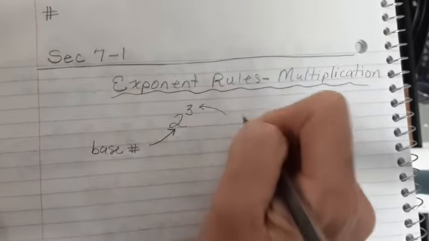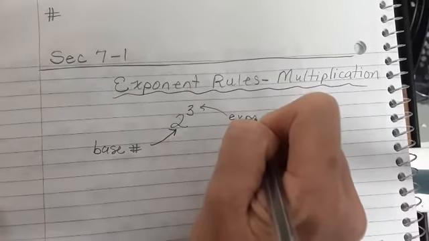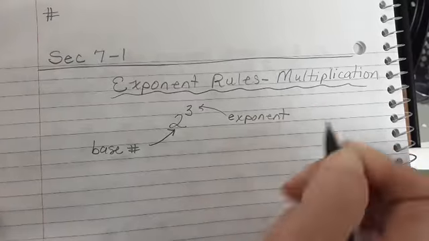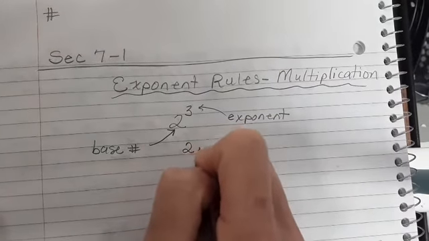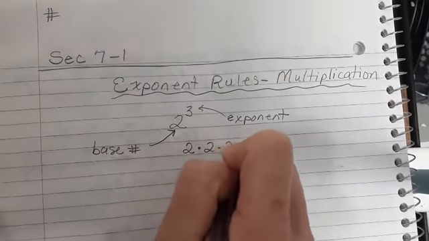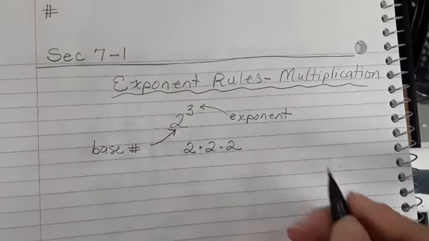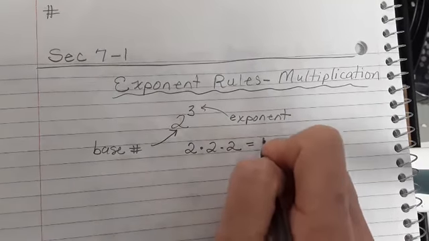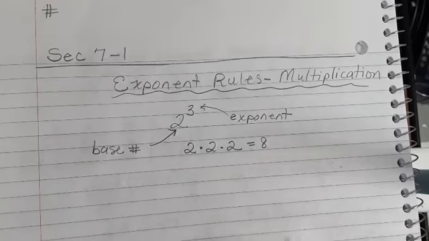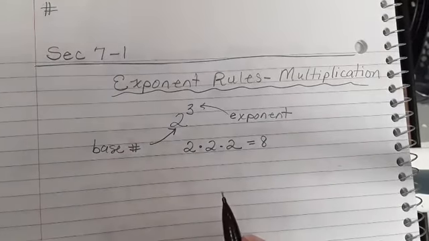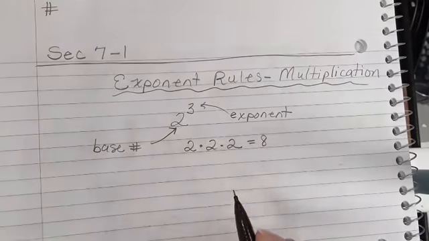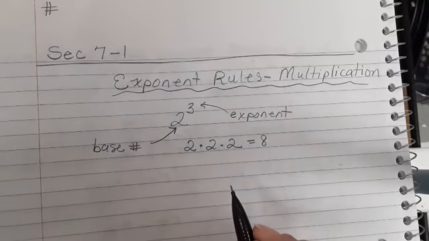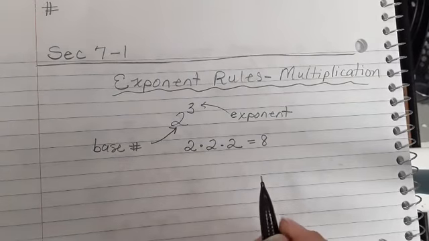And this, of course, is your exponent. And this means, of course, you've got 2 times 2 times 2. So if you were to evaluate, you would, of course, say that that's 8. Okay, but there's your basics of exponents. We're going to go ahead and talk about some of the rules that they have with exponents.